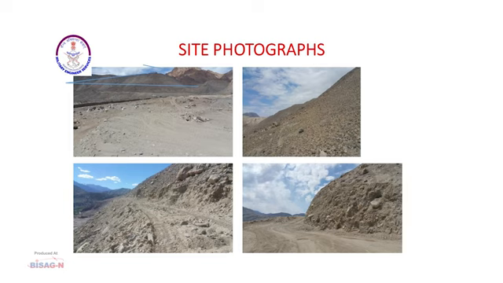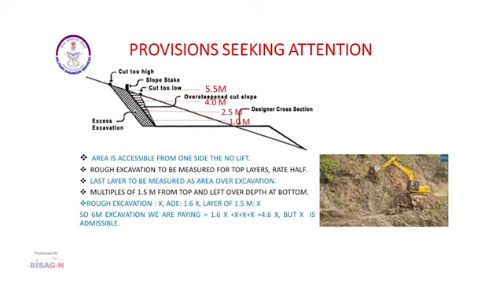These are the site photographs. The blue line in the first photograph is showing the layout of the road. This is the sloping terrain where we have cut the road. Now we will start with the provisions which seek the attention of the executives.